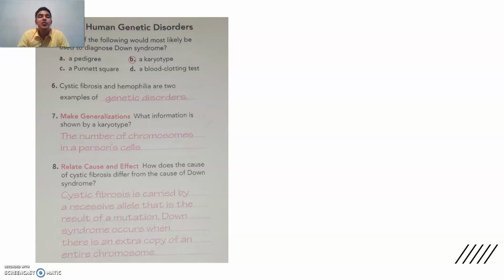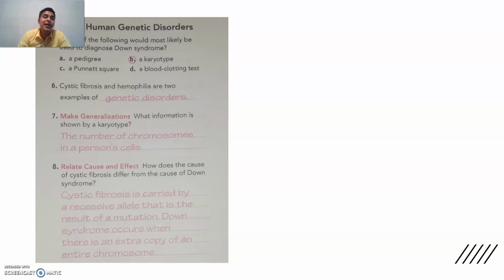What information is shown by the karyotype? Basically, the number of chromosomes in a person's cells. And going back to the example about Down syndrome, remember that Down syndrome is caused when there is an extra copy of chromosome 21. So instead of just being 2, we're going to have a group of 3 in chromosome 21, which at the end is going to generate an intellectual disability in the person with this syndrome.